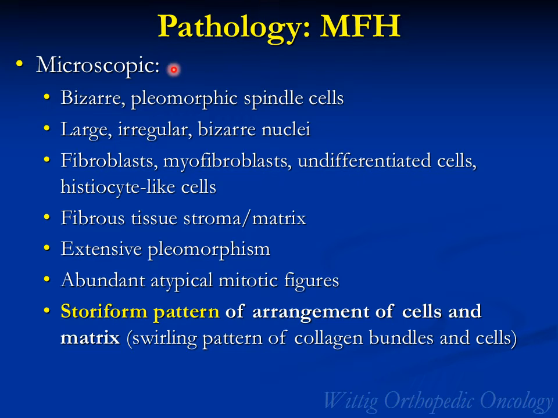Microscopically, an MFH has bizarre pleomorphic spindle cells, large irregular bizarre nuclei, fibroblasts, myofibroblasts, undifferentiated cells, and histiocyte-like cells, but no true histiocytes, fibrous tissue stroma or matrix, extensive pleomorphism, abundant atypical mitotic figures, and characteristically, the fibers are arranged in a storiform pattern of arrangement of cells and matrix, or a swirling pattern of collagen bundles and cells.